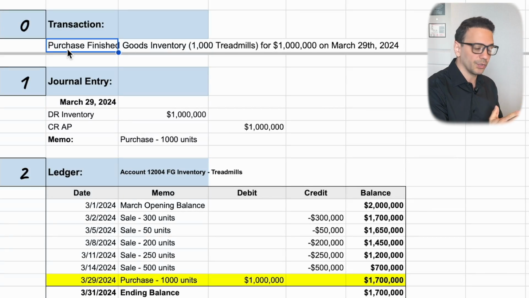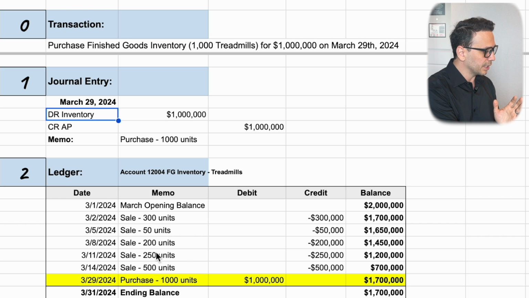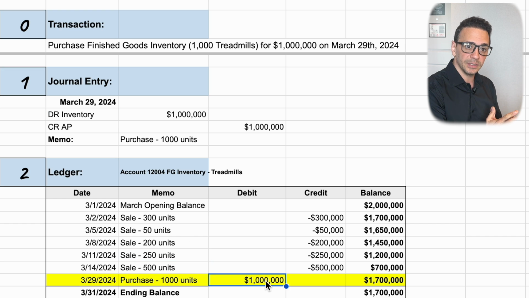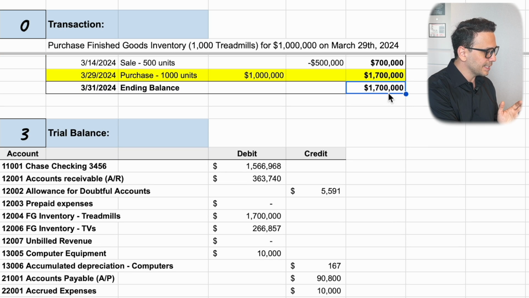So as you can see, just to recap, a transaction, purchase of finished good inventory, that's going to be a goods receipt entry in your system. That's going to debit inventory, and it's going to show up in the ledger as an increase, as a debit. That increases the ending balance of inventory, finished good inventory. That's then going to get translated to the trial balance. 1.7 million is going to show up here as an ending balance for a trial balance.